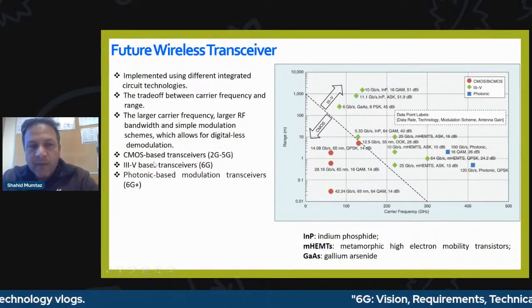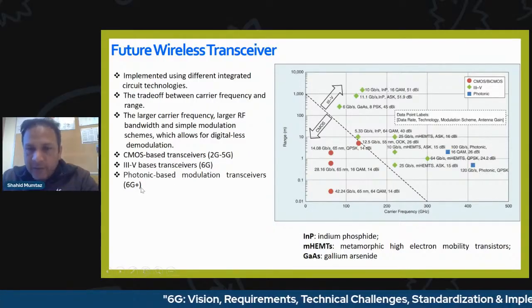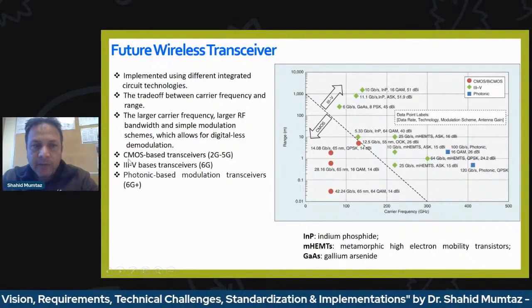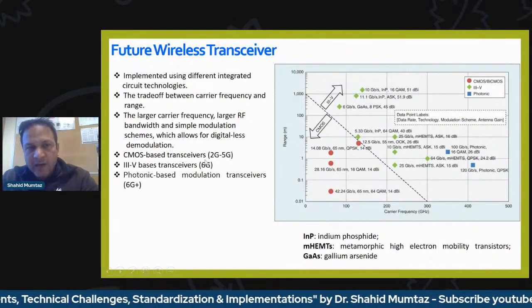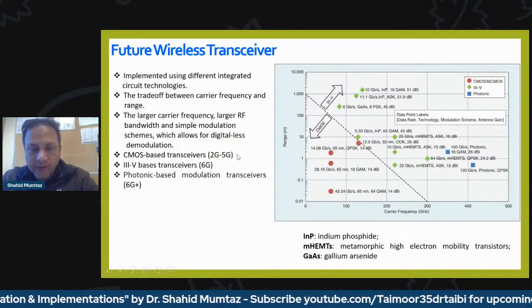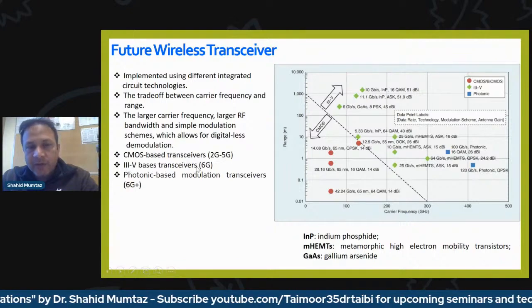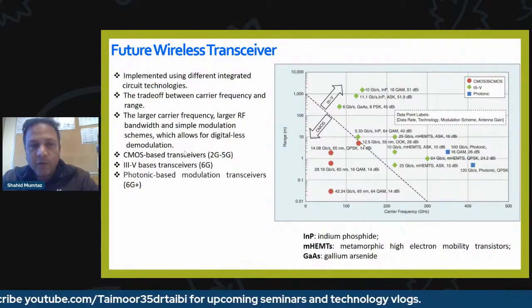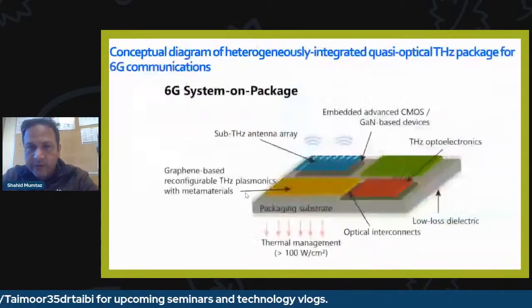So III-V based transceivers in 6G, and photonic based modulators and receivers beyond that. When you go beyond that, you get to a photonic receiver. The takeaway from this slide is that CMOS material is used for 2G to 5G in the transistor design, III-V for the transistor design for 6G if they bear the capacity, and then photonic when you go to very, very high frequency.